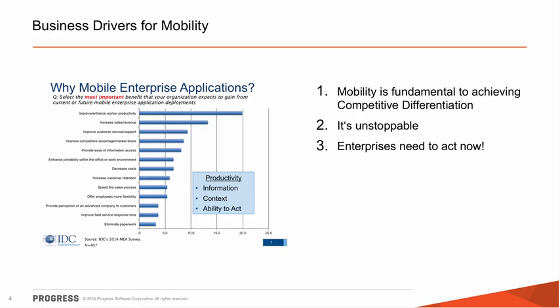So let's look at what's happening within the enterprise today around mobility. And why is this push in place right now? This is from a recent IDC study in 2014. And as you can see, most enterprises are looking to empower workers, really in order to improve productivity. Improving the top line is also a goal, as is improving customer satisfaction ratings. So mobility is really fundamental to achieving competitive differentiation, really getting away from the pack wherever you are, and it's really unstoppable. And enterprises need to act on this now.